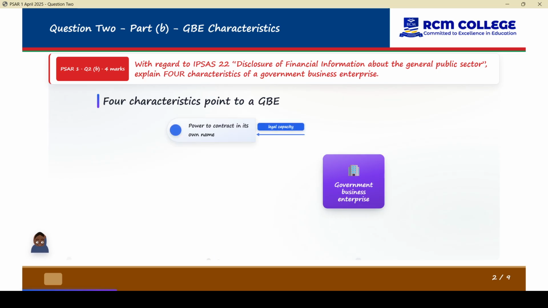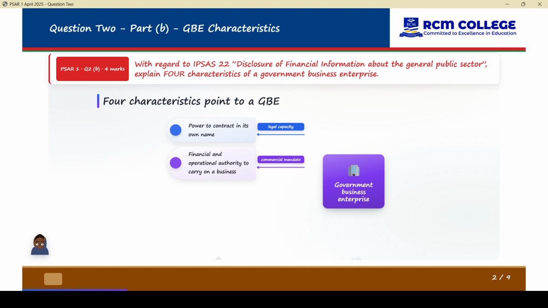What we look at is the legal capacity, the power to contract in its own name. The entity can enter into contracts using its own name. Yes, they can sue and be sued. So they have legal capacity as a person, as a company. So a state power utility signs a supply contract and sues or is sued in its own name, not through the treasury.